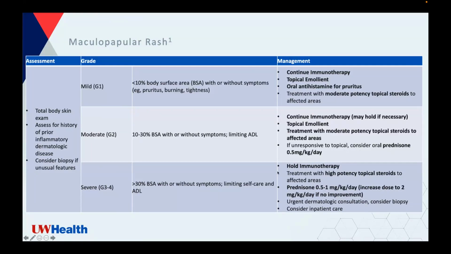And then finally, in the more severe cases, we're holding immunotherapy here. We're bumping up to high potency topical steroids, adding in oral prednisone 0.5 to 1 mg per kg per day, and then potentially bumping that up as needed. But there's this kind of pattern here throughout these that you'll tend to see. We'll start off with minor therapy, and then we'll continue to increase the aggressiveness of the steroid therapy as G1 goes through G4.